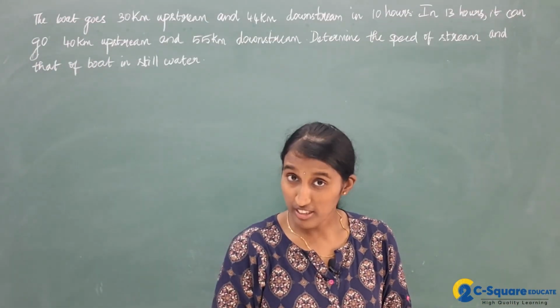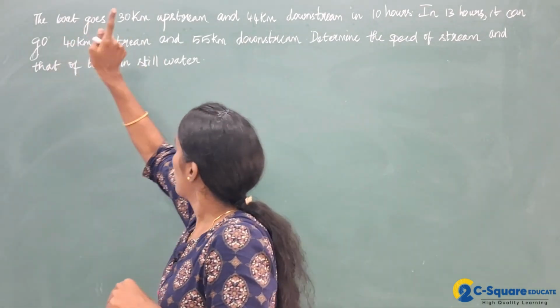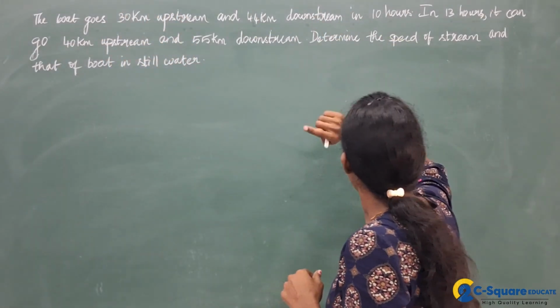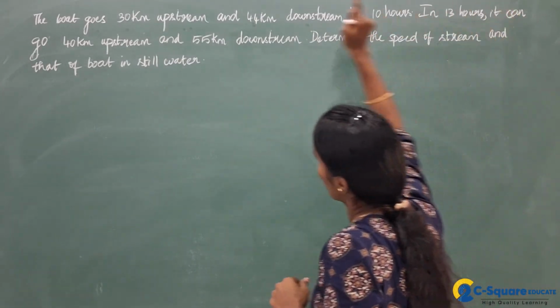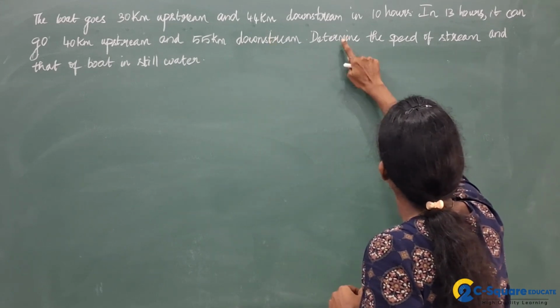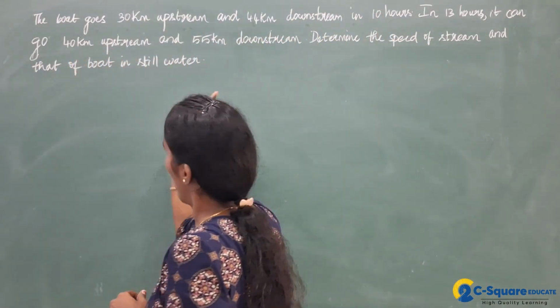So now let's see a question based on time, distance and speed. The boat goes 30 km upstream and 44 km downstream in 10 hours. In 13 hours, it can go 40 km upstream and 55 km downstream. Determine the speed of the stream and that of the boat in still water.